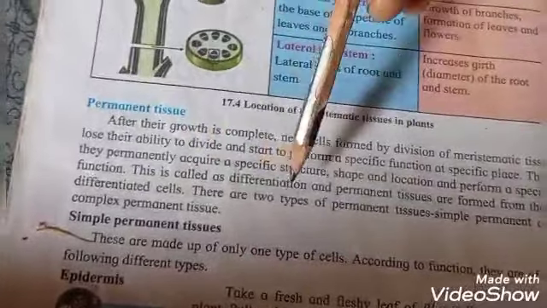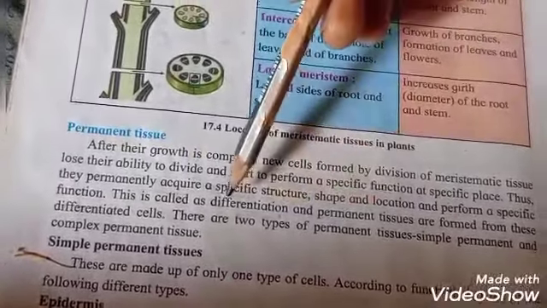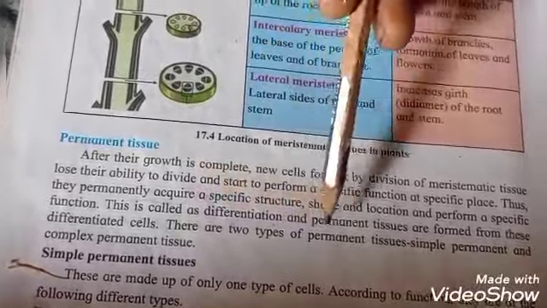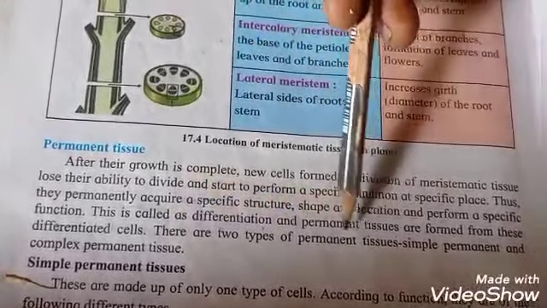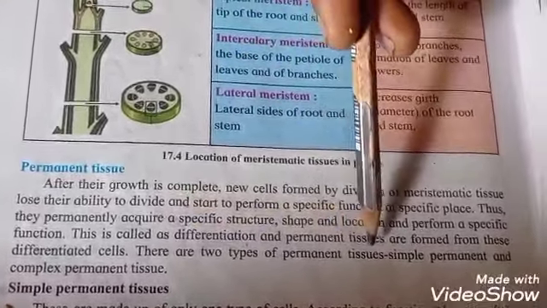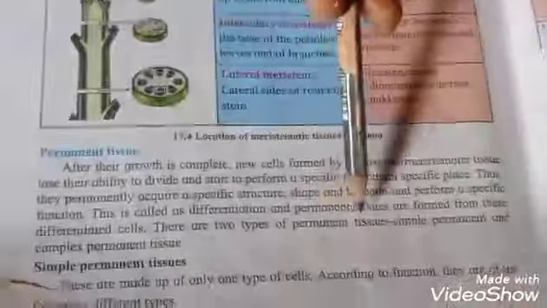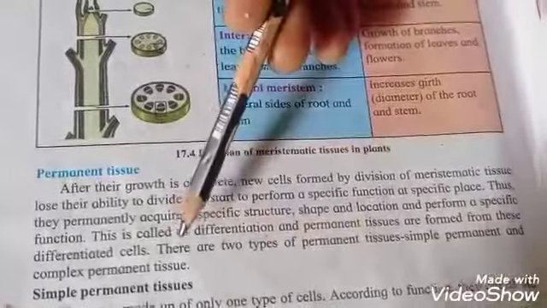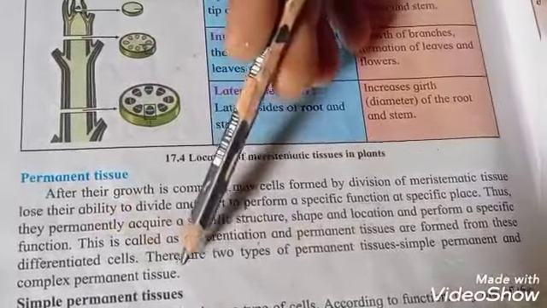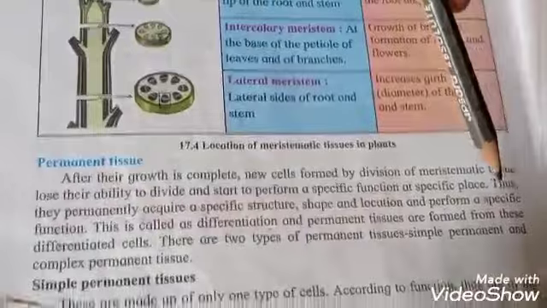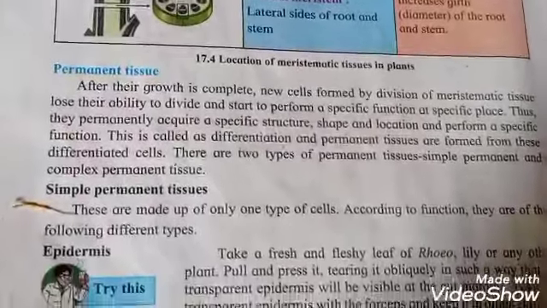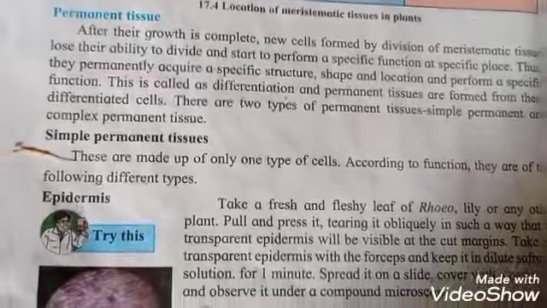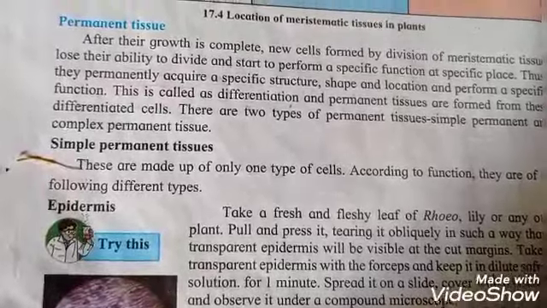This tissue has two types. First is the simple permanent tissue, and second is the complex permanent tissue. Simple permanent means सरळ ऊती and complex means जटिल स्थायी ऊती.